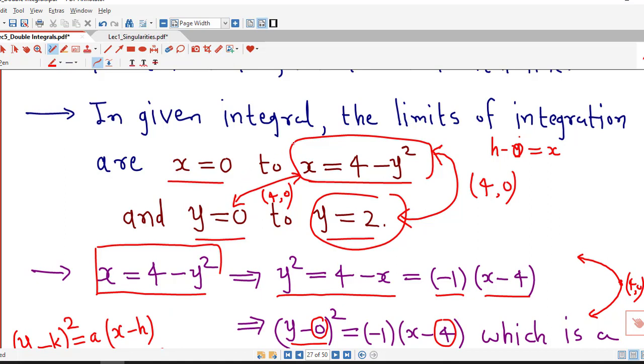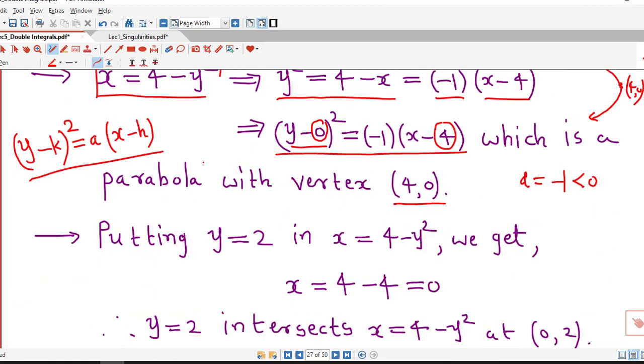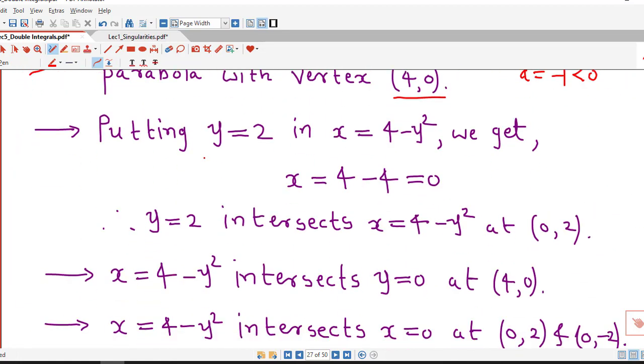And if we put x equal to 0, we have 4 minus y square equal to 0. That will give me y square equal to 4, which implies y equal to plus or minus 2. So x equal to 0 and x equal to 4 minus y square will intersect at ordered pair (0, plus or minus 2). So we have written all these things here.